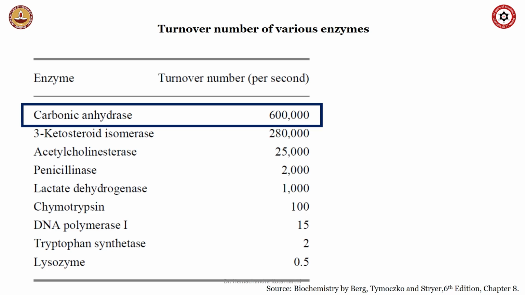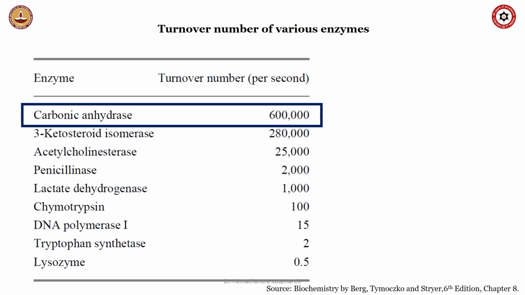This is the enzyme. If there was no enzyme, how much time was it taking? It was taking 0.1, right? So you can see the enhancement in this. So you see all these enzymes. Penicillinase does 2000, and the DNA polymerization enzyme converts 15 substrates into products per second. So you can see the amount of enhancement that the enzymes are doing. In this turnover number, you don't worry about the enzyme concentration because you are already saying per enzyme.